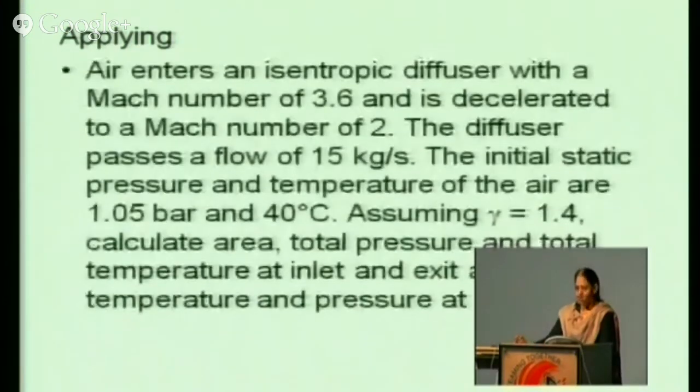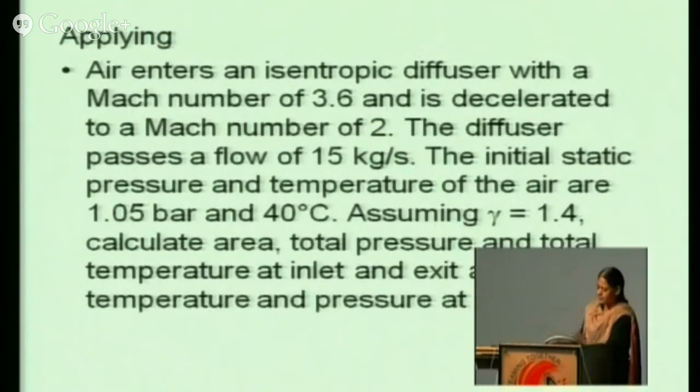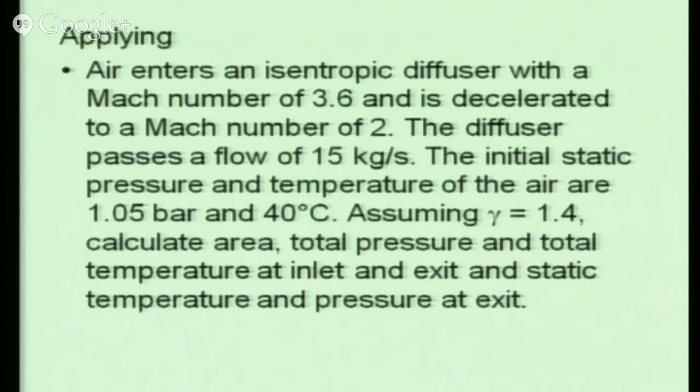Then comes applying. What kind of questions can be there at the applying level? Now here you can see, air enters an isentropic diffuser with a certain Mach number and is decelerated to a Mach number of 2. So you are giving a situation which is novel for the student. He has not been given this situation in the classroom. So he is trying to apply the learned knowledge of concepts and principles to find a solution to this problem. This is what is referred to as the ability to apply.